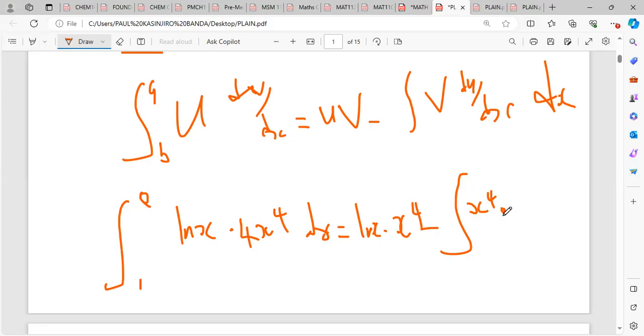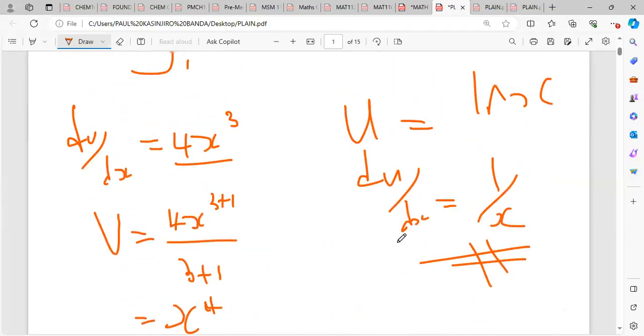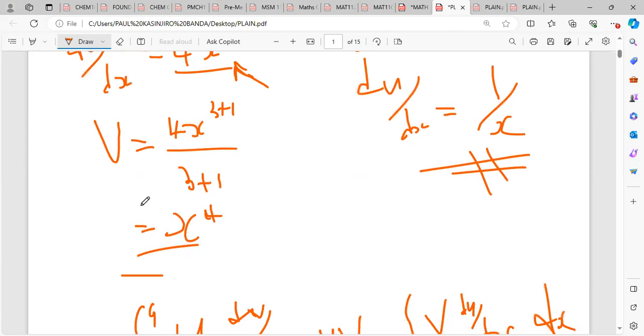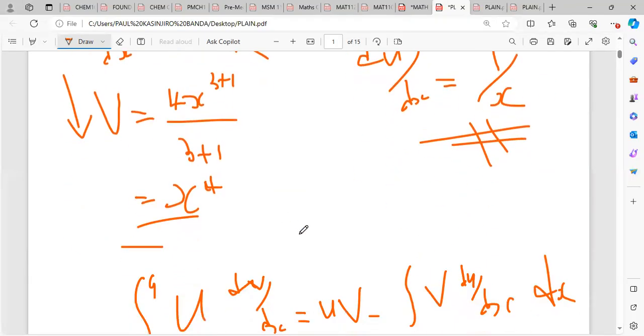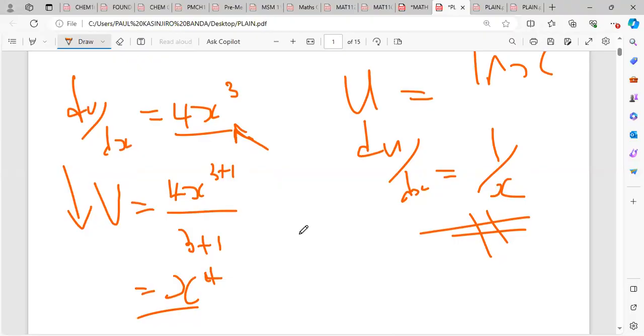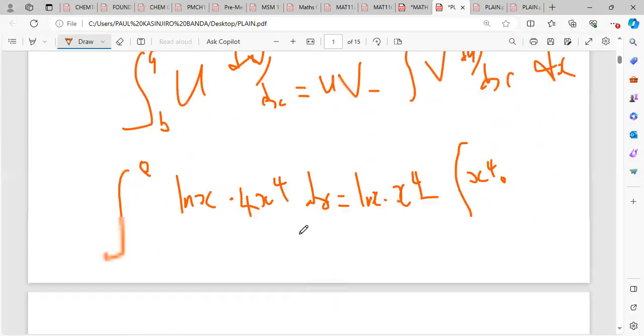I come again. I can't get you. Isn't our dv dx x to the power 4? Our dv dx, no, our dv dx is this one, 4x to the power 3. This here is our dv dx. Then this x to the power 4 is our v. Remember, we integrated this dv dx to find the v there. You've seen it? Yes, I have. Okay, thank you. Okay, so let's continue.